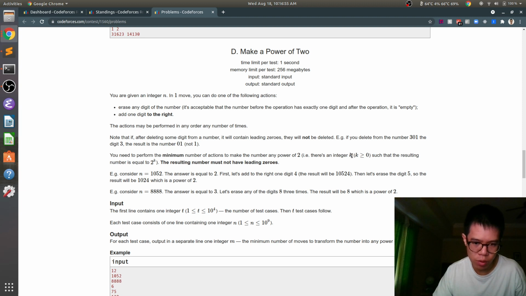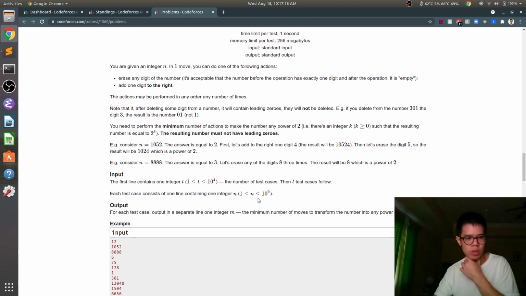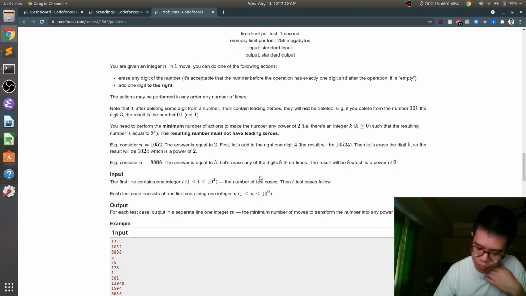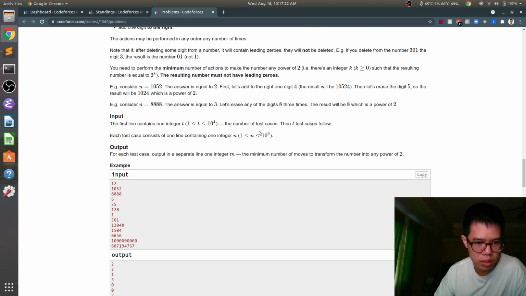So basically for some k at least 0, the result is equal to 2 to the k, and your number can't have leading zeros. So for example, 1052, you can add a digit 4, 10524, and then you can erase a 5, so you get 1024, which is 2 to the 10th. For 8888, you can just delete 3 of the 8s and end up with 8. So you want to know the minimum number of operations. And you have 10 to the 4th test cases. Each one has n up to 10 to the 9th.